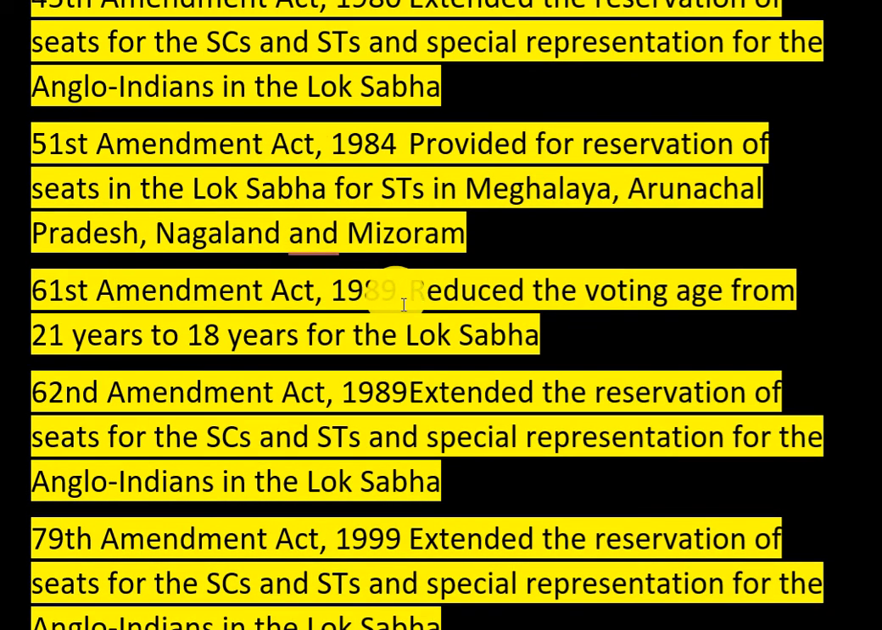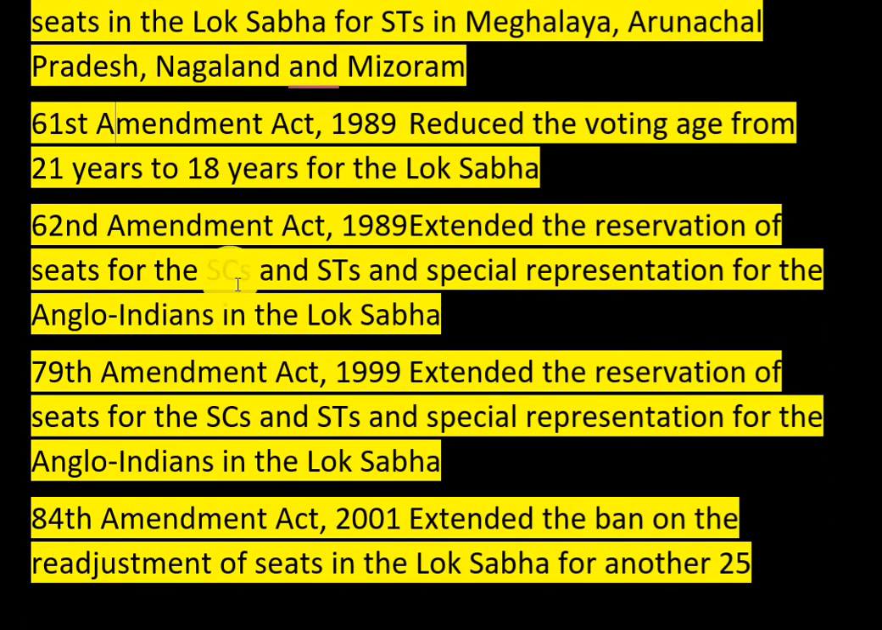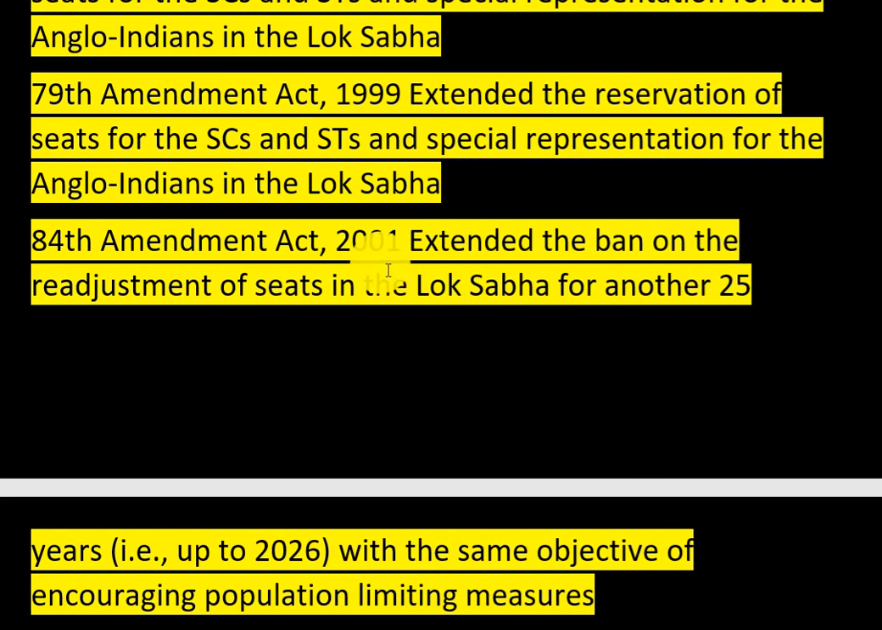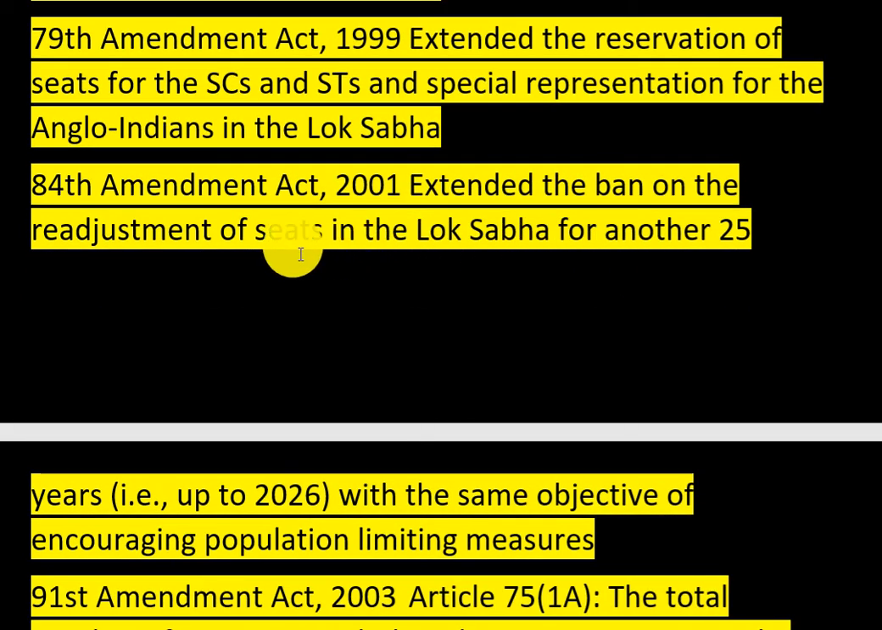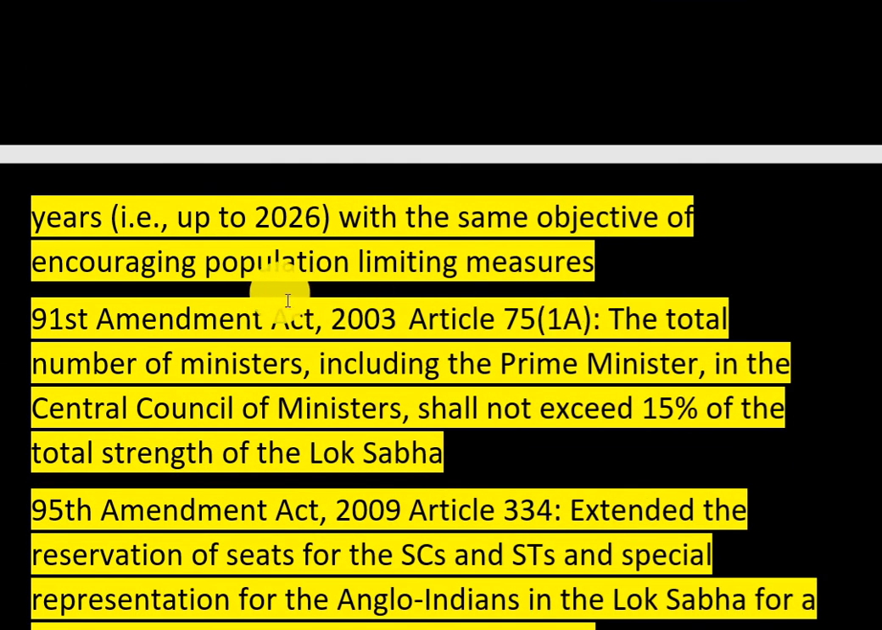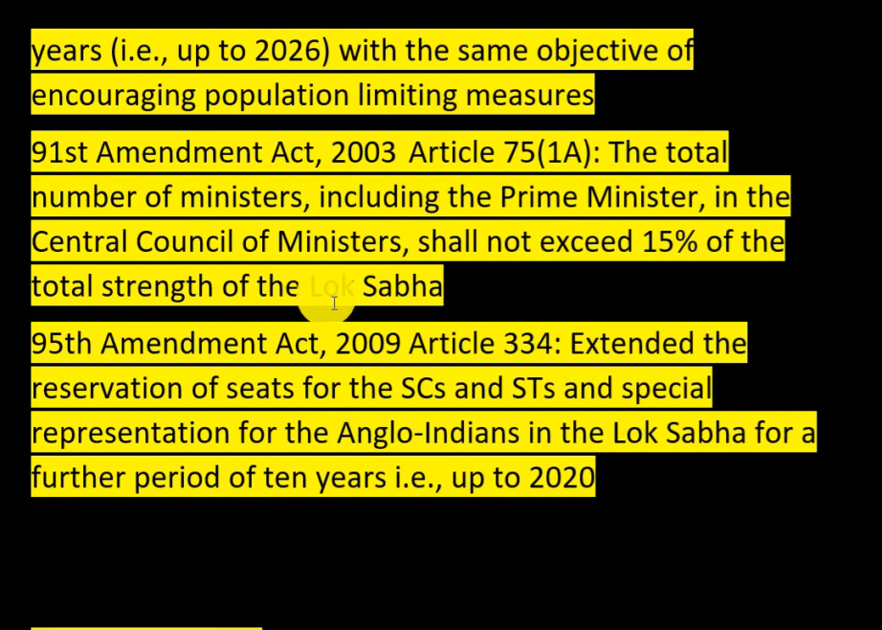61st Amendment Act of 1989 reduced the voting age from 21 years to 18 years for Lok Sabha. 62nd Amendment Act of 1989 extended the reservation of seats for the SCs, STs and special representation for the Anglo-Indians in the Lok Sabha. 79th Amendment Act of 1999 extended the reservation of seats for the SCs, STs and special representation for the Anglo-Indians in the Lok Sabha. 84th Amendment Act of 2001 extended the ban on the readjustment of seats in the Lok Sabha for another 25 years with the same objective of encouraging population limiting measures.